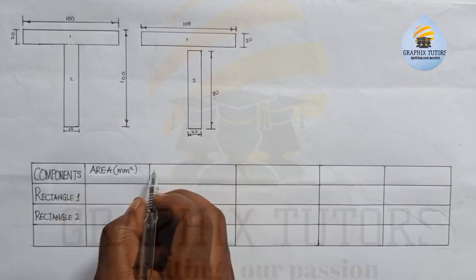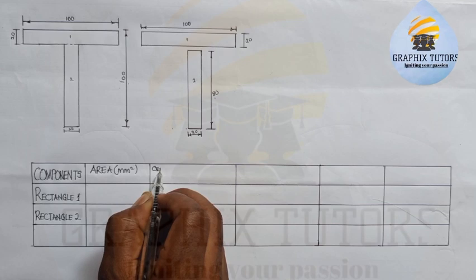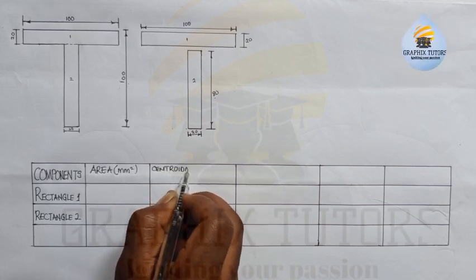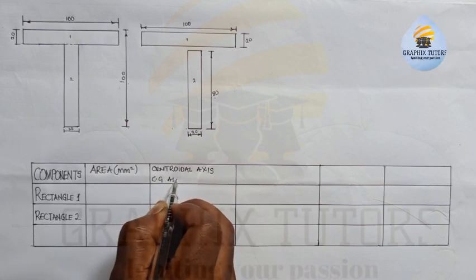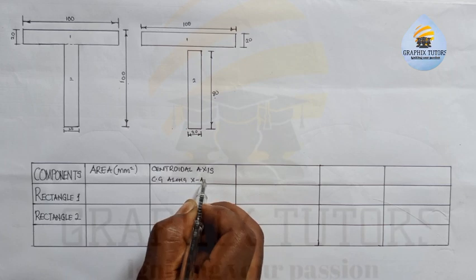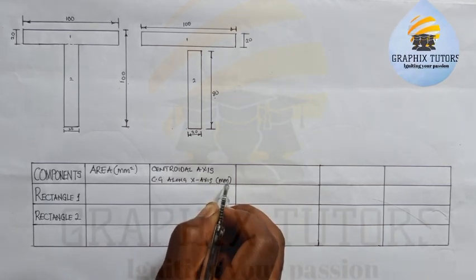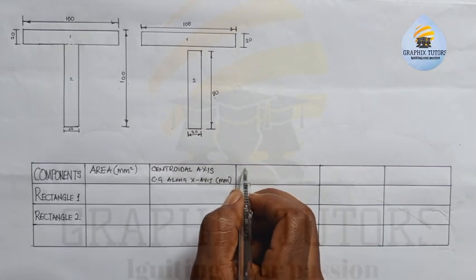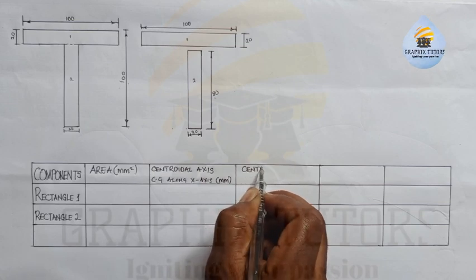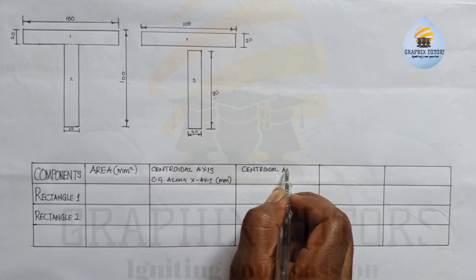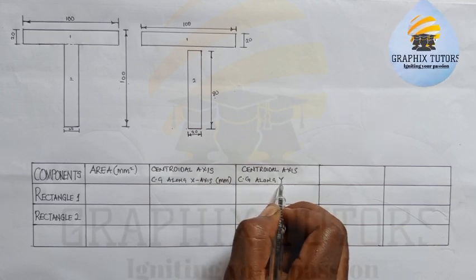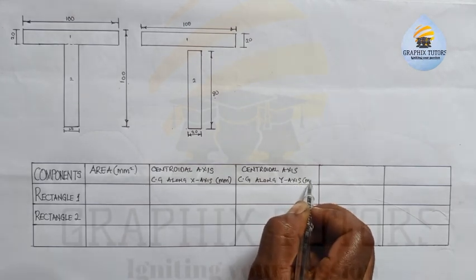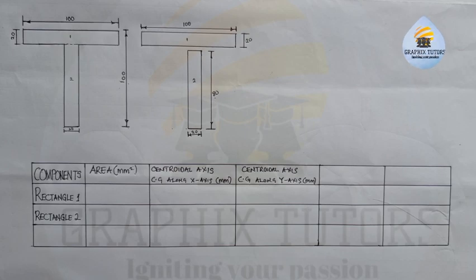Now the next one should be for the centroidal axis. The centroidal axis is also given as the center of gravity along x, so I'll put it this way: centroidal axis, that is the center of gravity along the x axis, in millimeter. Now the next one will still be the centroidal axis, that is the center of gravity along the y-axis, also in millimeter.